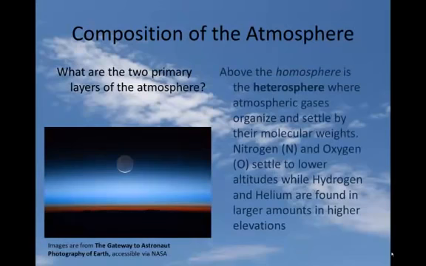The other primary layer, which exists above the homosphere, is the heterosphere, where atmospheric gases organize themselves and settle out by their molecular weights. So nitrogen and oxygen have higher molecular weights than, say, hydrogen and helium, and so those are going to settle down to the lower part of the heterosphere, whereas hydrogen and helium, which are lighter, are going to be found in higher proportions at higher altitudes.